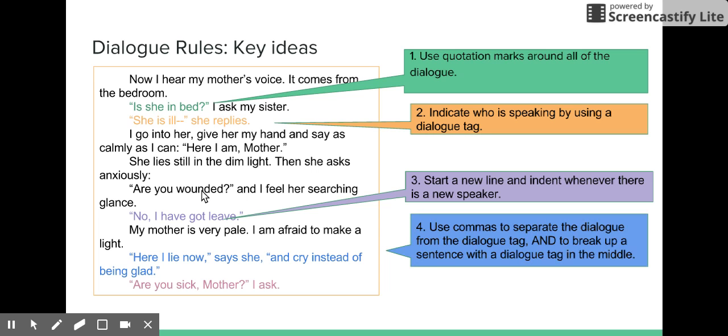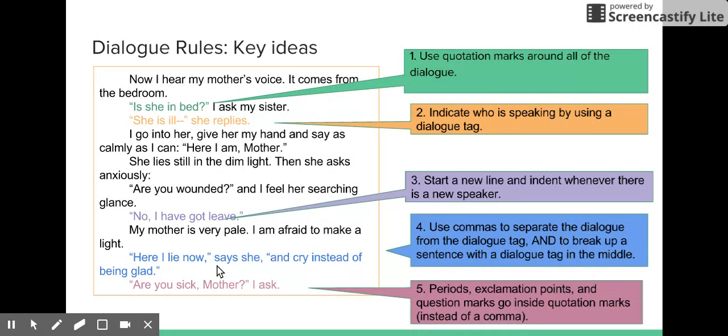You're going to use commas for a couple of reasons. One of the reasons you use commas is to separate the dialogue from the dialogue tag. So for instance, "Here I lay now," says she. So you're using a comma inside the quotation after the dialogue, between the dialogue and the dialogue tag, says she. But then you can also use commas to break up a sentence with a dialogue tag in the middle, like this sentence: "Here I lie now," says she, "and cry instead of being glad." So in this case, the dialogue tag is being used right in the middle of the sentence, but then the mom continues talking after that.